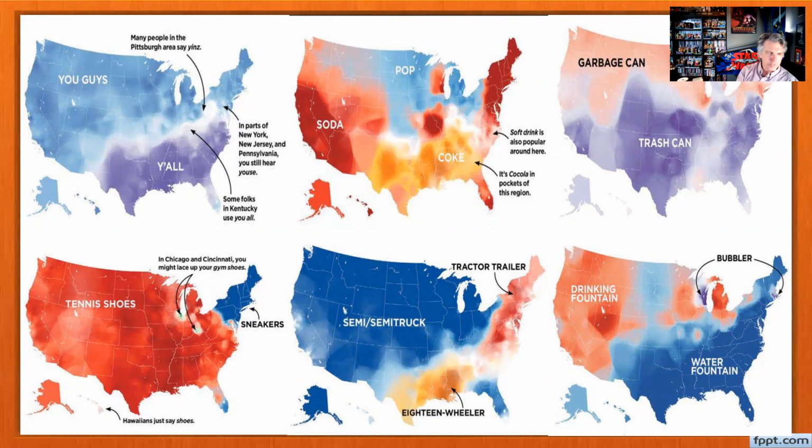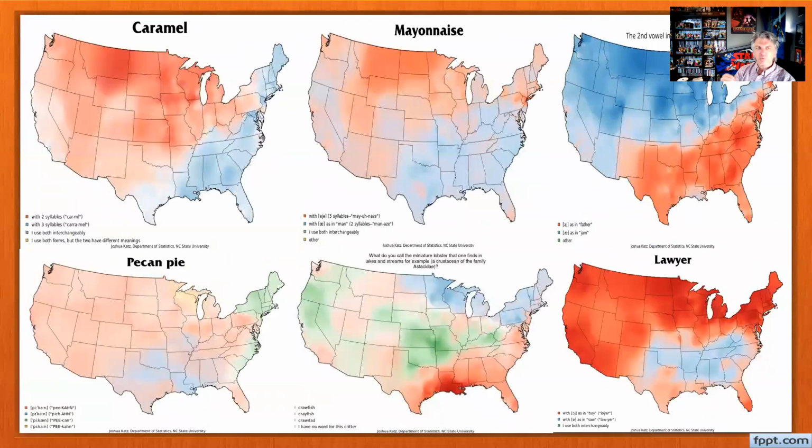When you look at somebody's shoes, are they tennis shoes? Are they sneakers? Chicago and Cincinnati call them gym shoes. Why? It's just shoes. When you see a tractor trailer, is that a tractor trailer? Is that a semi truck? Is it an 18-wheeler? Again, a lot of it has to do with the region you're from. Is it a water fountain? Is it a drinking fountain? So what do we call certain words, or how do we enunciate certain words? You refer to caramel as caramel or caramel. Is it mayonnaise or mayonnaise? Depending again on the region of the world or the United States that you're from.